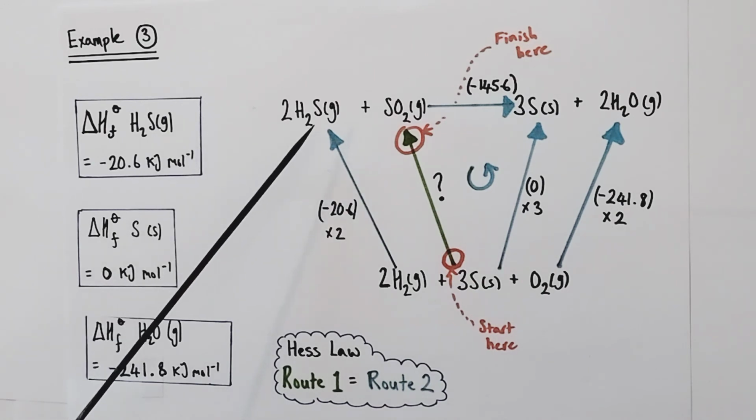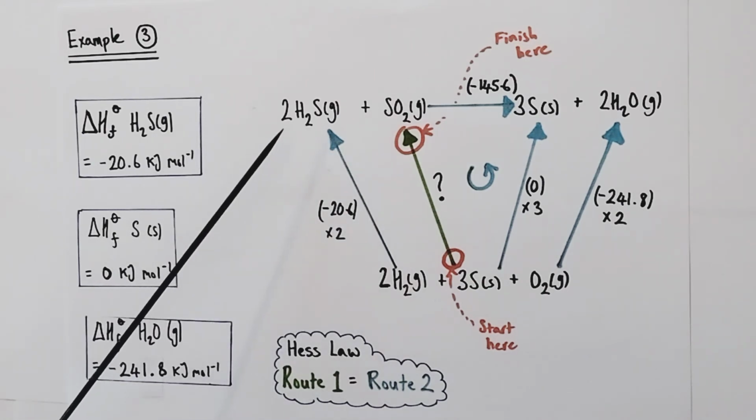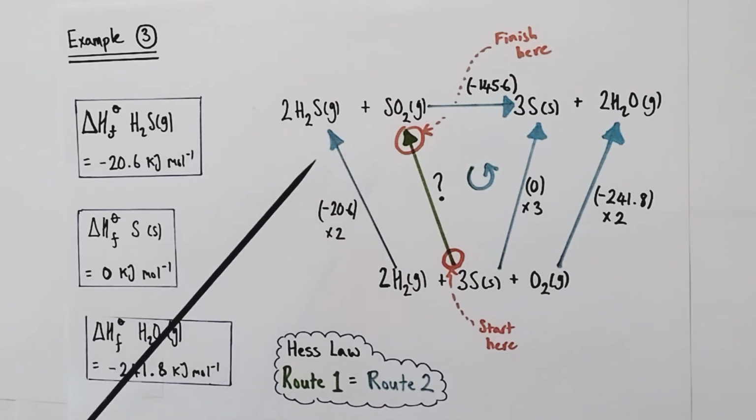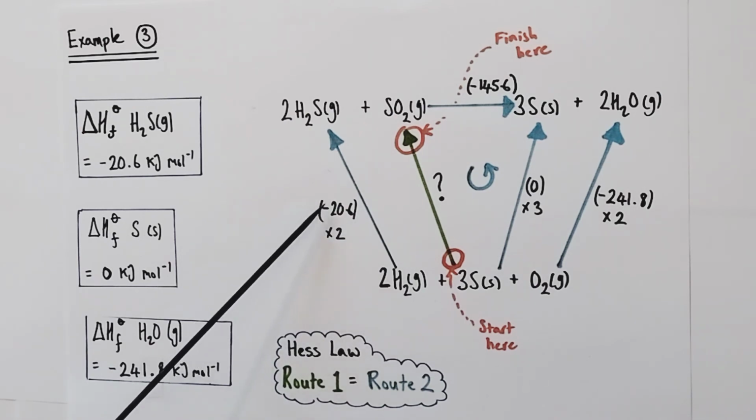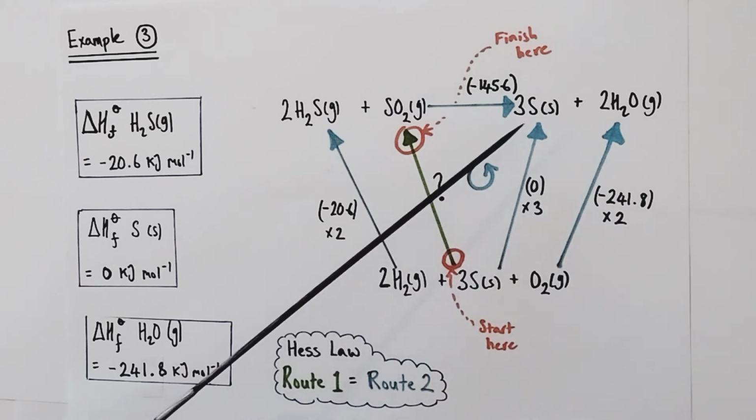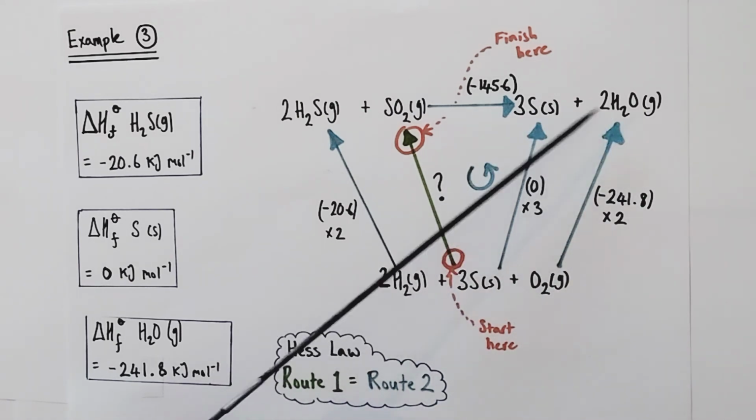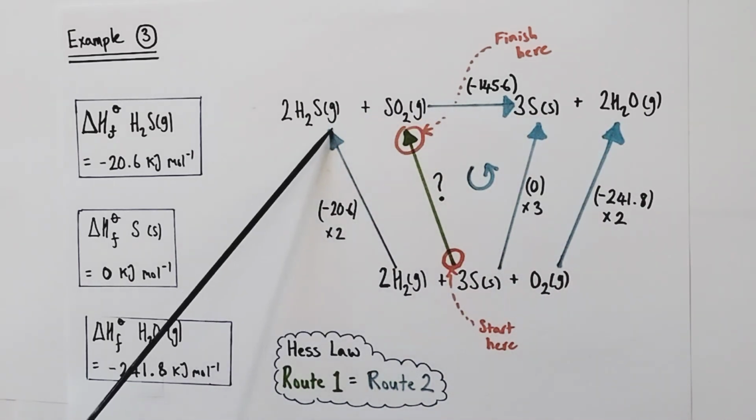Finally, we're going against this arrow here, doing the opposite of the enthalpy change of formation of hydrogen sulfide, and again, that's times 2 because it is making 2 moles of hydrogen sulfide. So we're going with this arrow, against this arrow, and against this arrow. Let's now see what that working would look like.